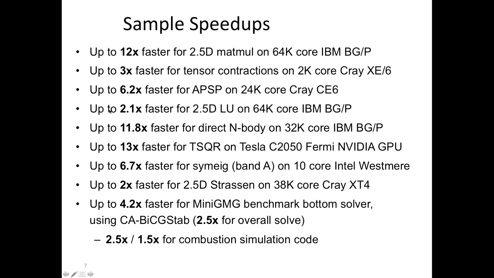It's a Floyd-Warshall algorithm. Gaussian elimination, and to get this speedup, you can't do partial pivoting anymore. You still have to pivot to get a correct answer, but it's a different pivoting scheme. And so it gives you a different numerical answer, but it can attain a new lower bound. N-body algorithms, direct N-body algorithms, a factor of 11.8. Tall, skinny QR, so least squares problems on a GPU.